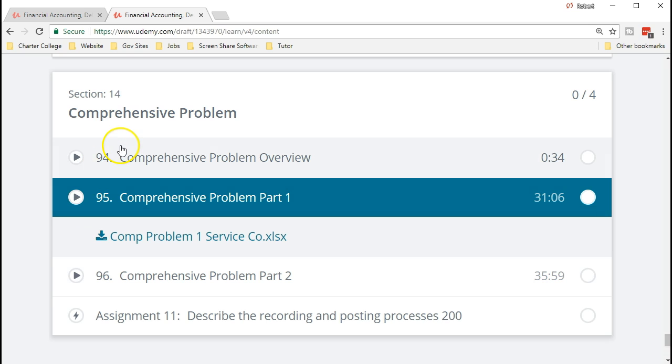And then we have a comprehensive problem at the end, which will apply a lot of the concepts that we have learned in a comprehensive format so that we can see all the pieces put together in a relevant format in the relevant time line.